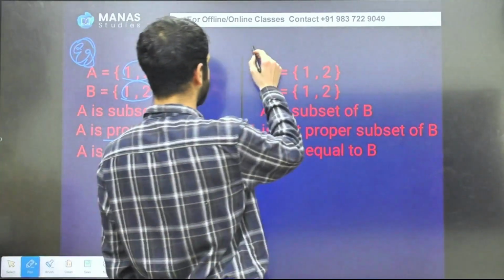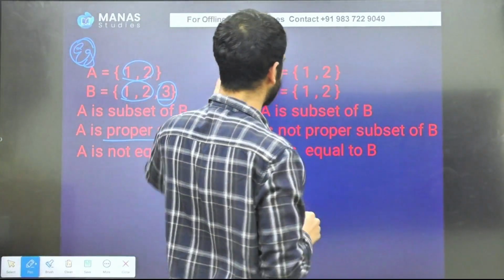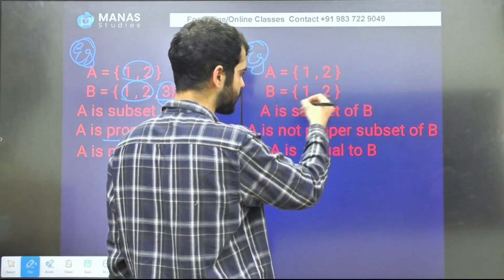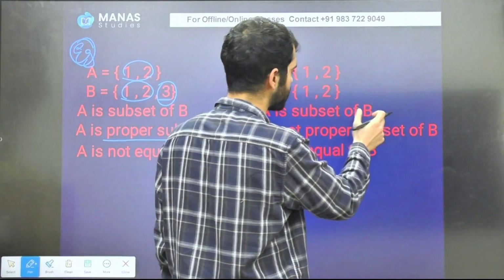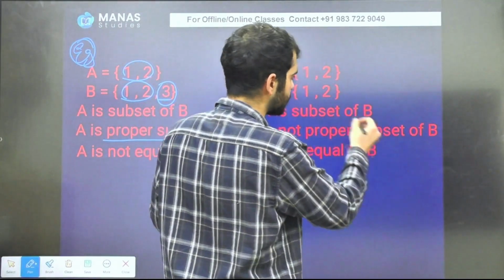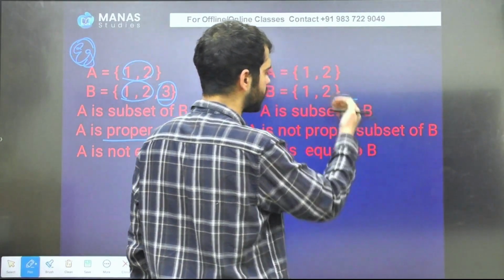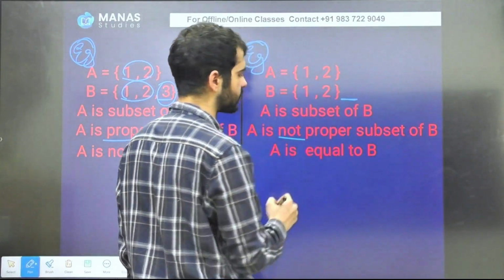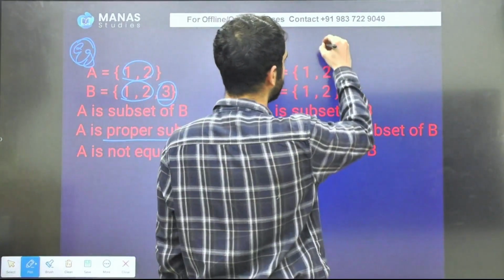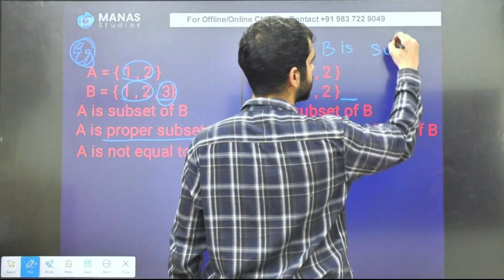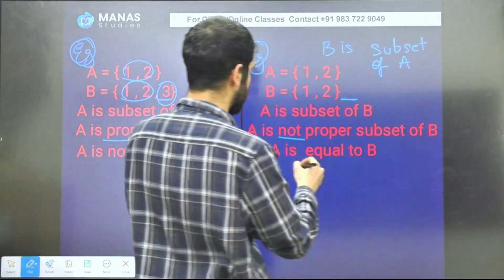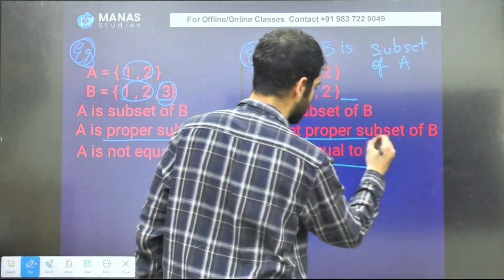Let's look at another example, which states that A has two elements, 1 and 2, and B also has the same elements, 1 and 2. Now A is a subset of B. All the elements in A are present in B. A is not a proper subset because B has no extra element. That is the reason why it is not a proper subset. And since it is not a proper subset, A is a subset of B, and also B is a subset of A because the reverse is also true. That is why we can say that A is equal to B.